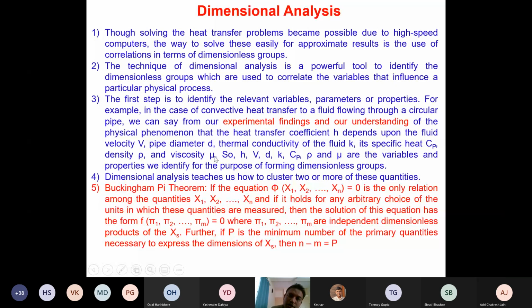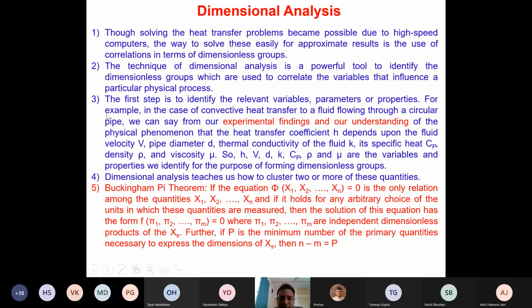Okay. So one of the interesting concepts here is the Buckingham pi theorem. Probably you might have done it in your fluid mechanics. Have you? Hello? No, sir. Not yet, sir. Not yet. Okay. So even if it is not done in the fluid mechanics, no problem. We will try to go through it briefly.